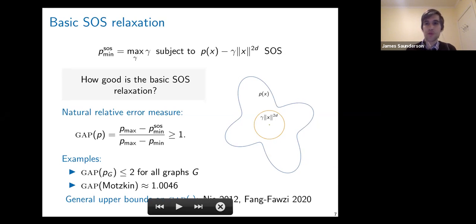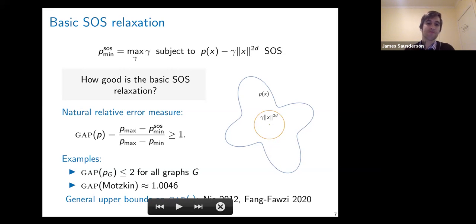And so we could measure a multiplicative approximation type quantity related to this optimization problem that I'm going to call gap in this talk. It's probably not the greatest name, but that's what I'm using. This is where I take the maximum value of the polynomial minus this lower bound, divided by the maximum minus the true minimum. This will always be bigger than or equal to 1. And how far from 1 it is shows us how bad the SOS relaxation is.